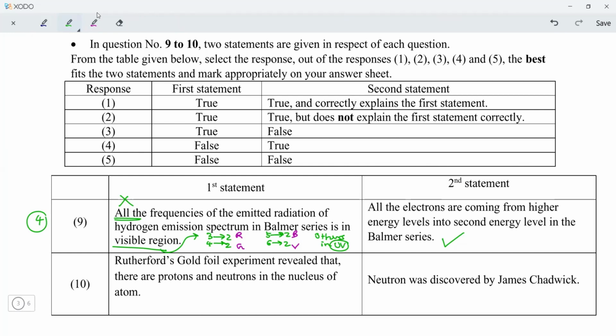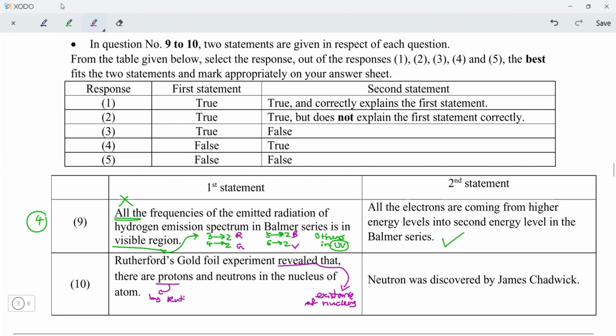Rutherford's gold foil experiment revealed that there are protons and neutrons. I just told that one in an earlier MCQ. So the gold foil experiment didn't reveal either of these two. Even protons were discovered later by Rutherford. So what the gold foil experiment revealed is the existence of the nucleus. The proton was discovered by Rutherford later, same scientist but different in time, I think 2 or 3 years later. And the neutron by Chadwick, I think 20 or 30 years later. 20 years later, yes, by Chadwick.